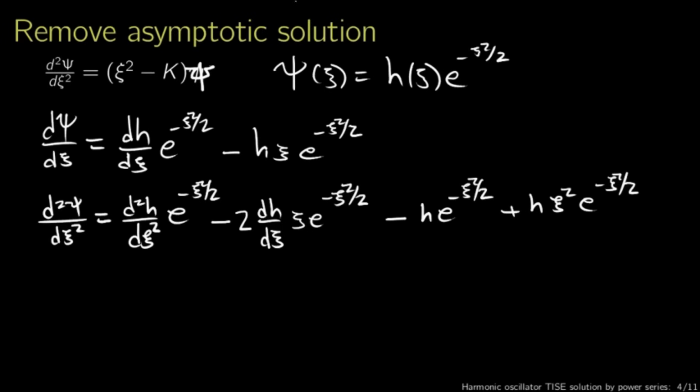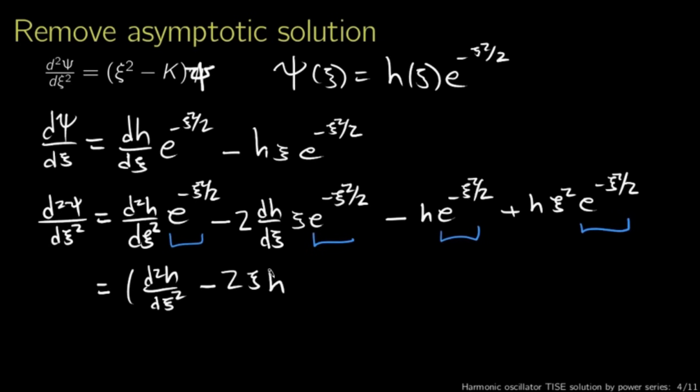Now, what's nice about this is we have an e to the minus xi squared over 2 in every term. We can factor that out of all the terms. And, well, let me just write down what we get. The second derivative here now is equal to d squared h d xi squared minus 2 xi dh d xi, sorry.